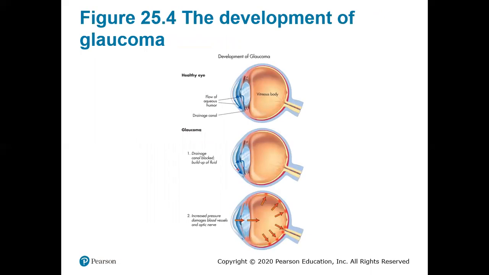Figure 25.4 shows the development of glaucoma. The first figure at the top is the healthy eye, flow with aqueous humor with drainage control. Number 1 in the middle shows drainage canals blocked, buildup of fluid beginning, and the bottom figure, labeled number 2, reflects the increased pressure, damaged blood vessels, and optic nerve. And that is on page 383 in your textbook.